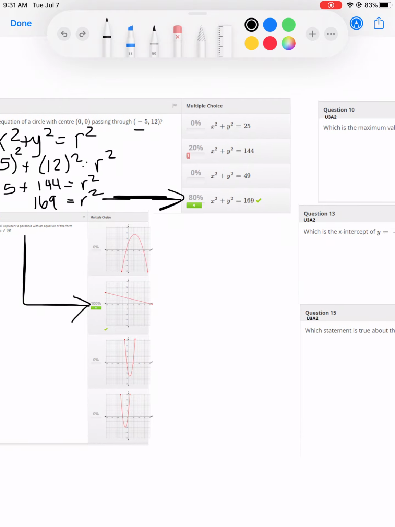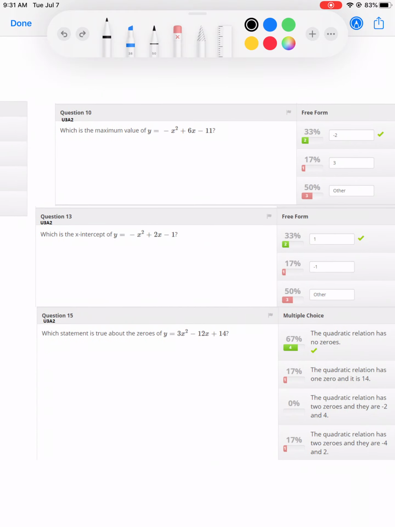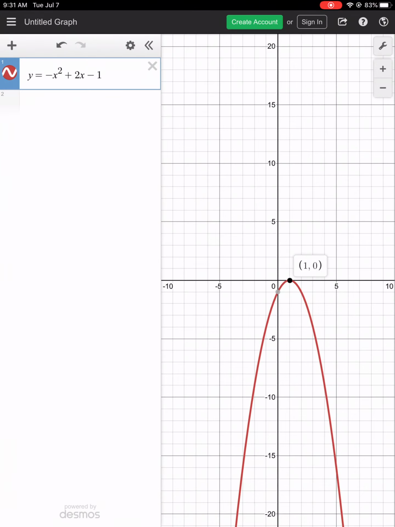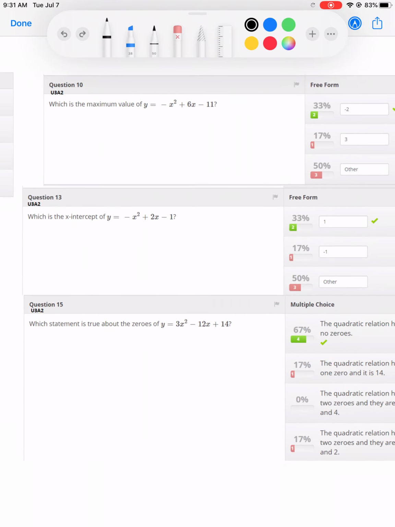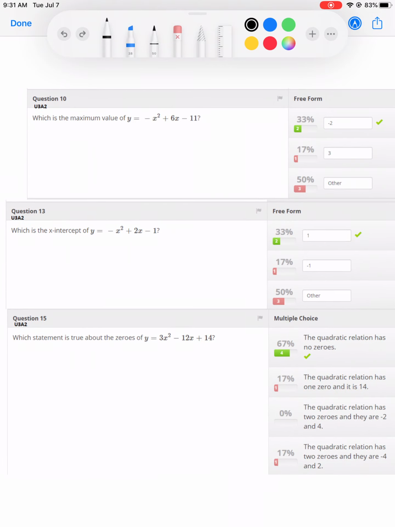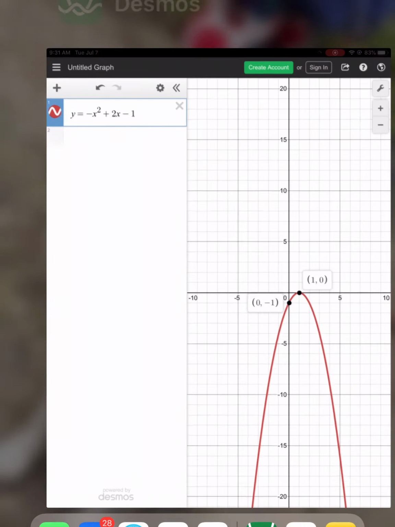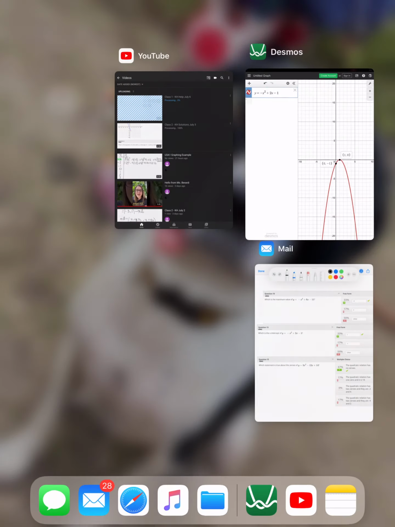What is different with this equation? Why is it saying it's 1? According to mine, it's 0. That's interesting. Should be 0, right? It's the maximum value. Oh, the question's what's the x-intercept? Duh. Guys, come on. No, I know that's my fault. I'm sorry. The x-intercept is 1. There we go. That's why.